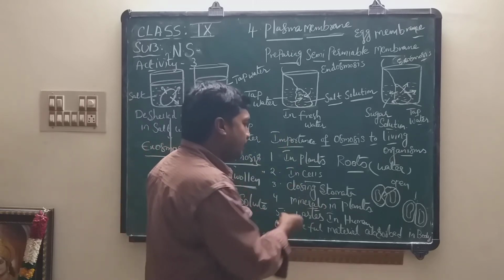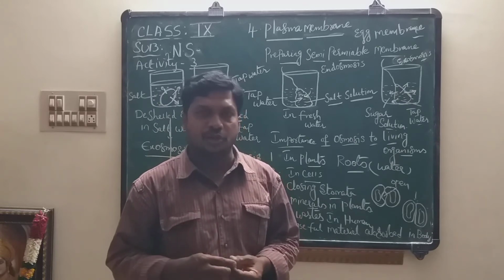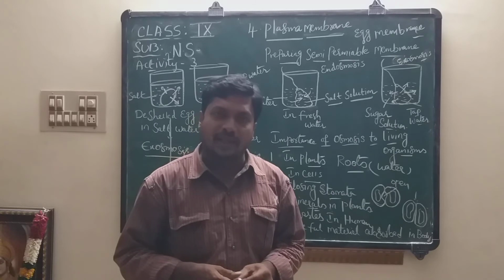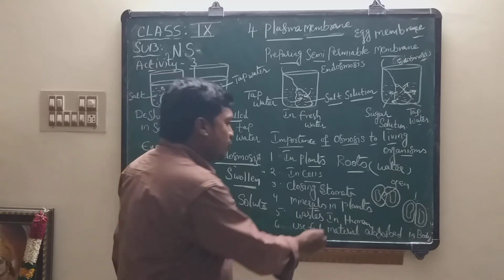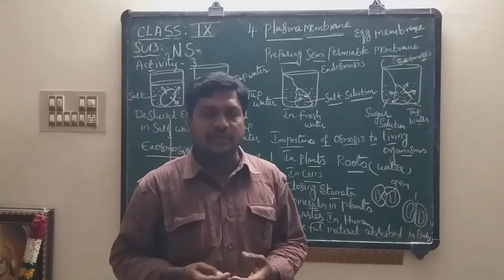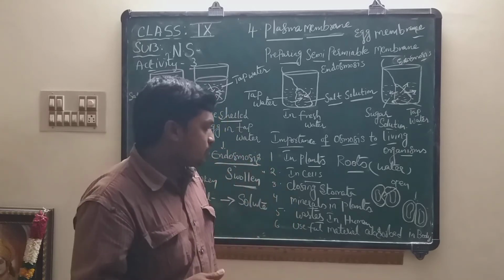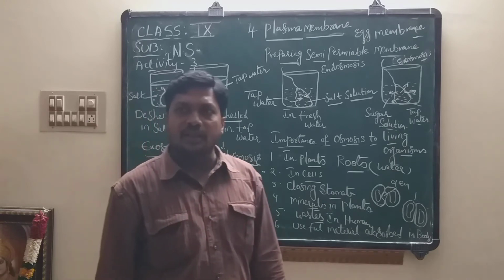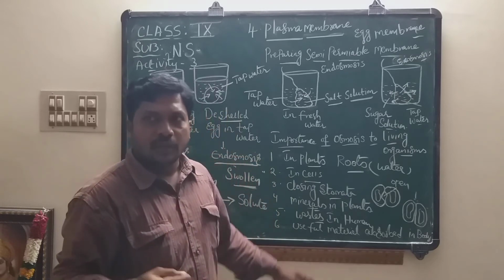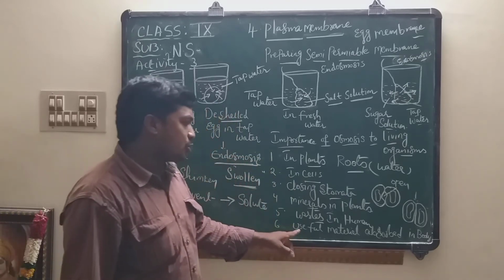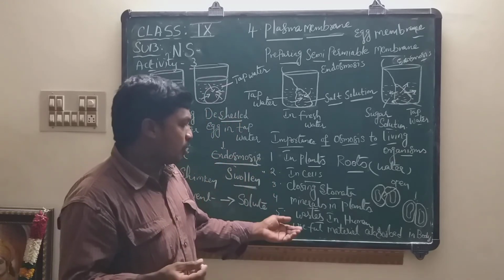And fourth one is minerals. Minerals means salts like calcium, magnesium, sodium, potassium. All these are salts present in soil, and they get absorbed by plants in the process of osmosis. And also waste materials. During metabolic activities, so many waste materials are formed in our body, no? The waste materials come outside of the body in the process of osmosis. And also useful materials get reabsorbed in cells in the process of osmosis.